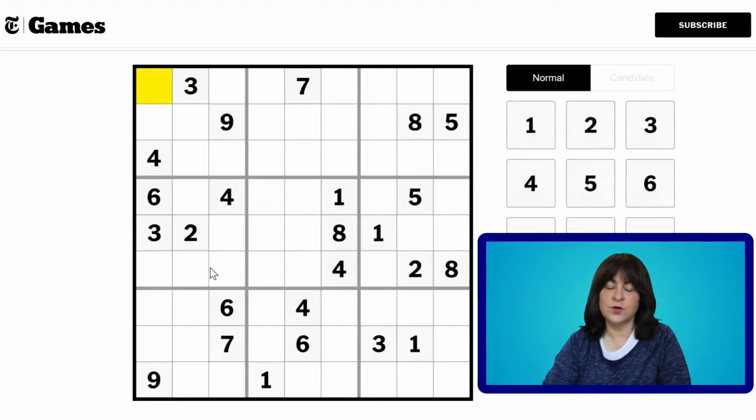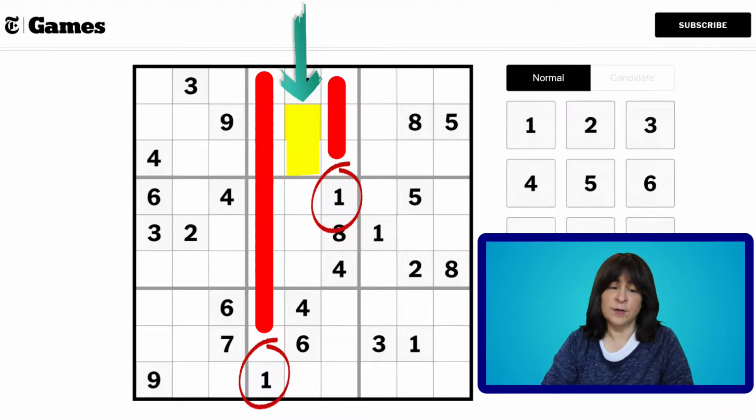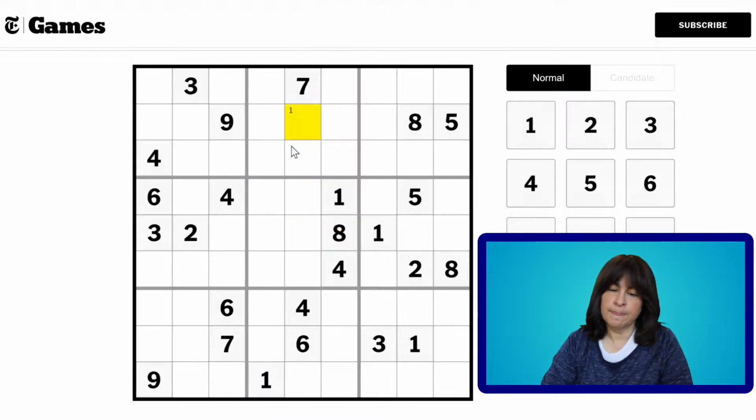Okay, so let's start with the number 1, and here you can see in block 2 the 1 can go only into these two cells. So I'm going to pencil in the candidates here in block 2.